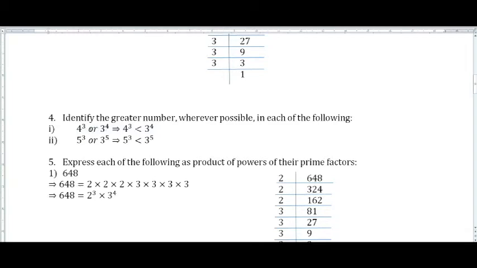That way, without actual calculation also we can know which one is greater. We can compare by ourselves and see which one is greater. Here also 5 to the power 3 or 3 to the power 5. Actually, 5 is greater than 3, but 3 has the greater exponent, that means 3 to the power 5 is greater than 5 to the power 3.